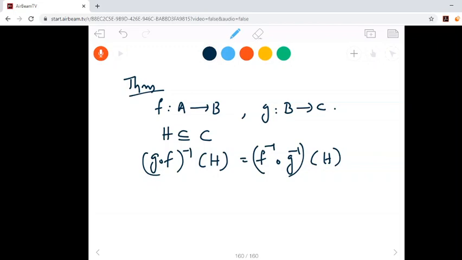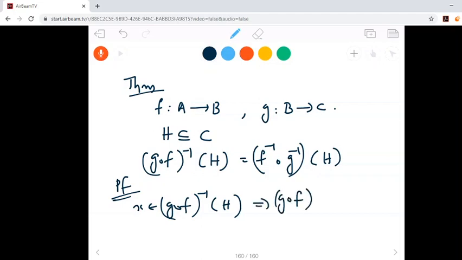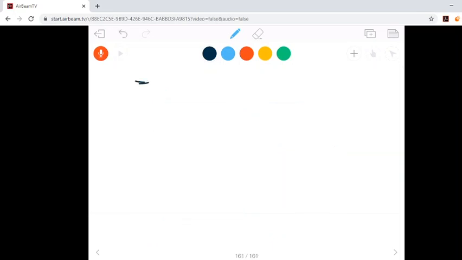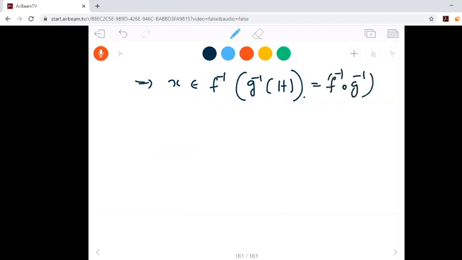So let's try. Suppose I am taking x in (g composite f) inverse of H. Then by the definition of inverse image we get g composite f of x is in H. This means g of f of x is in H. And this means f of x is in g inverse of H. This means x is in f inverse of g inverse of H, which is equal to f inverse composite g inverse of H.